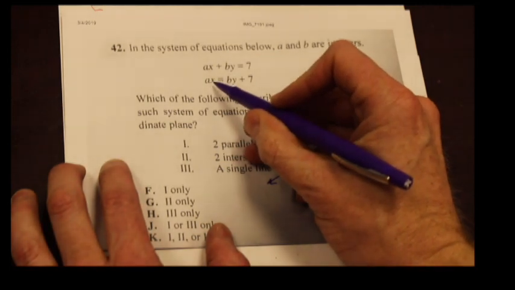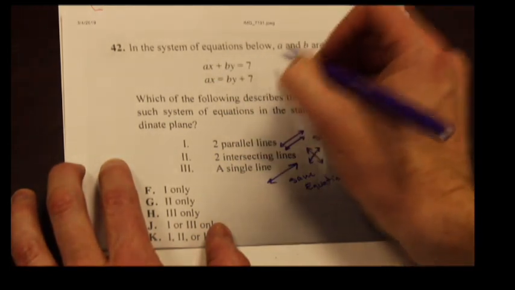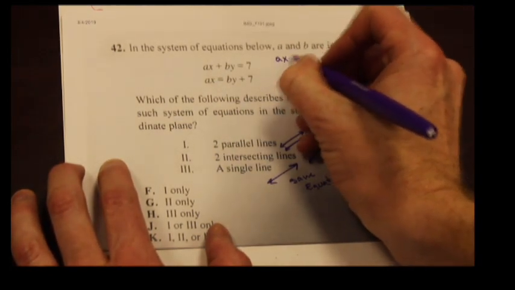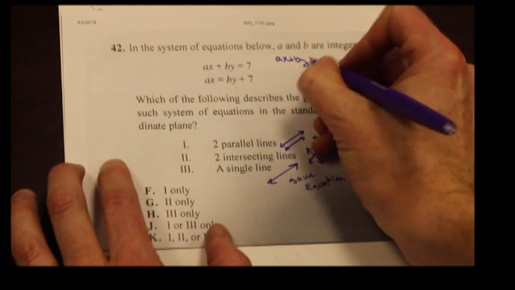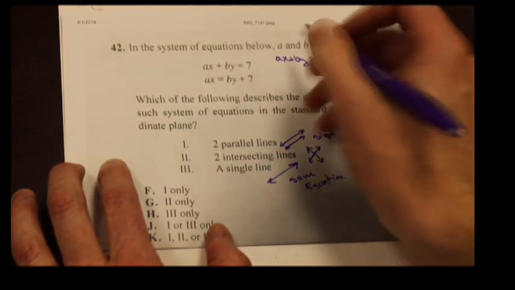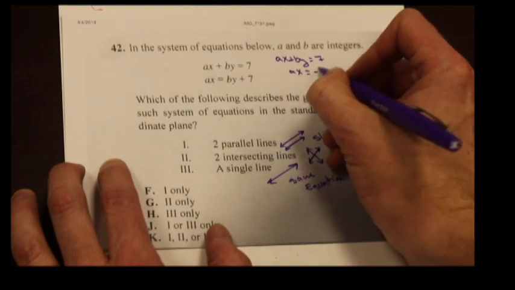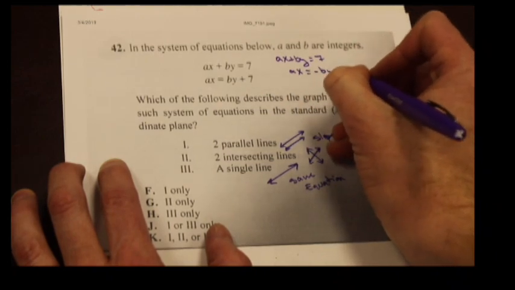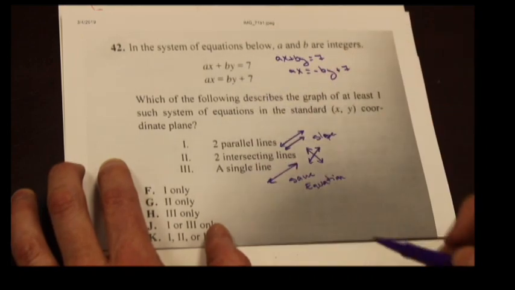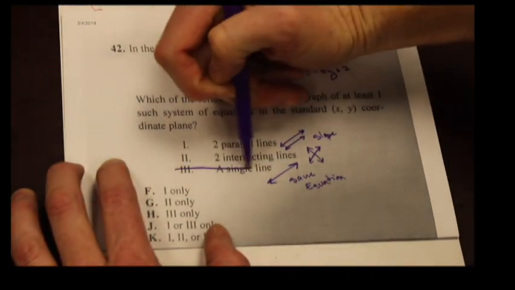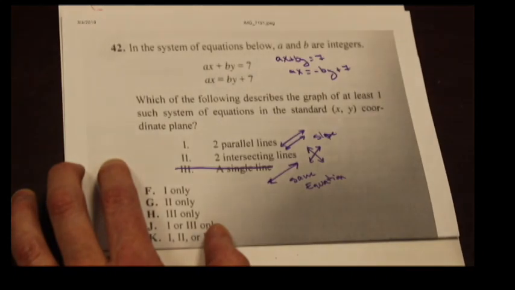So if you notice, this has ax isolated. So I'll take the first one, and I'll isolate it by taking ax plus by equals 7, and we're going to subtract by from both sides. And we end up with ax equals negative by plus 7. Well, obviously, this b is negative. This one's positive. So we can eliminate it being a single line because they're two different equations.